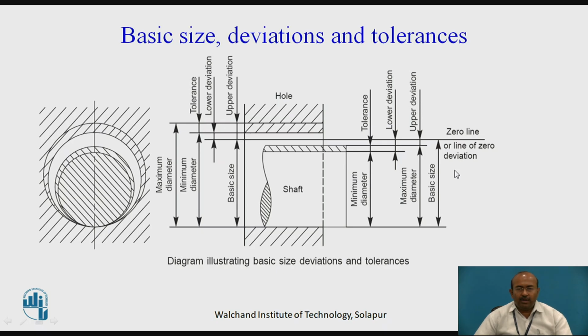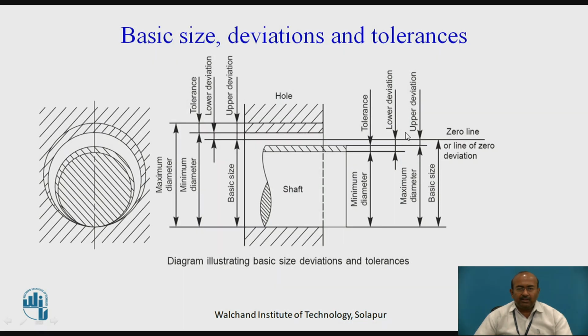After the design calculations, whatever size you get is the basic size. This is the basic size, which is also called the zero line, or the line of zero deviation. All the tolerances are given with respect to the basic size. Now, how the tolerances are applied, how you get the minimum and maximum diameters of the hole and shaft, is by addition or subtraction from the basic size, called the deviation.